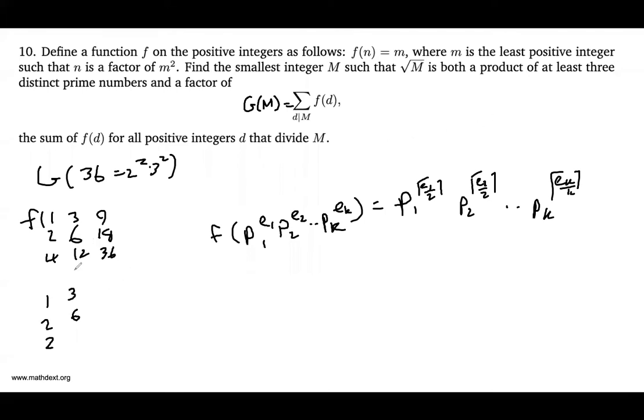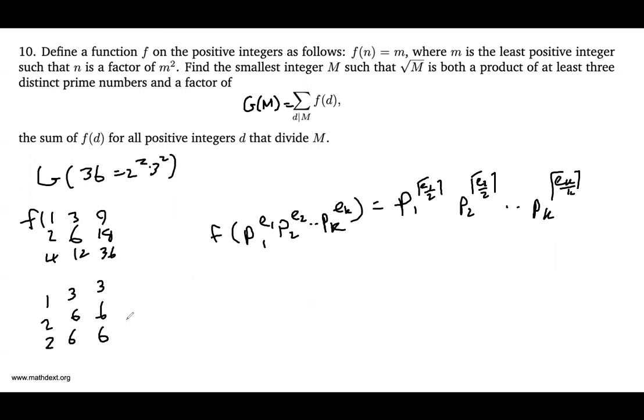What was f of 12? F of 12 was also 6. That's because your primes are 2 squared and 3, and you run them through this, and 2 becomes 1, and 1 becomes 1. And so f of 12 is equal to 6 as well. And you can look at 9. F of 9 is 3, f of 18 is 6, f of 36 is 6. And you can verify them for yourself if you don't quite believe me.